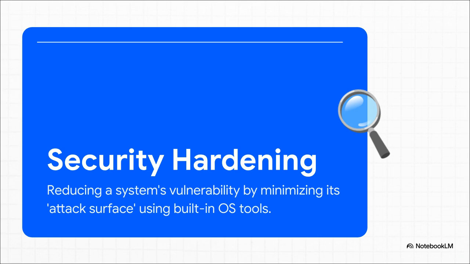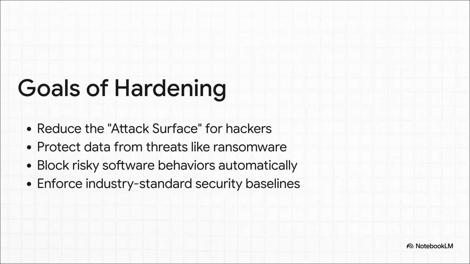And the absolute best part? We can do all of this using the tools that are already built right into Windows. No extra software needed. And the goals here are super clear and practical. We want to shrink that attack surface to give hackers fewer targets. We want to protect our valuable data from nasty stuff like ransomware. And we want to automatically block risky software behaviors before they can do any damage. Basically, we're enforcing the same kind of high-level security that big companies and government agencies use every single day.